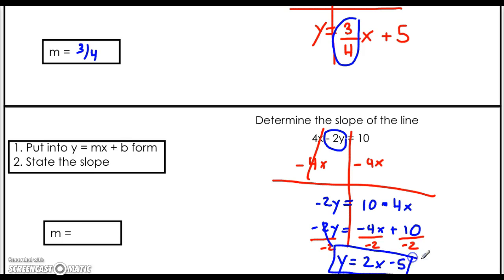Now remember guys, this is so important to get good at, so if you have any questions let me know. You need to be able to solve for y to know the slope. So our slope here is just equal to 2 because that is what's in front of our x.